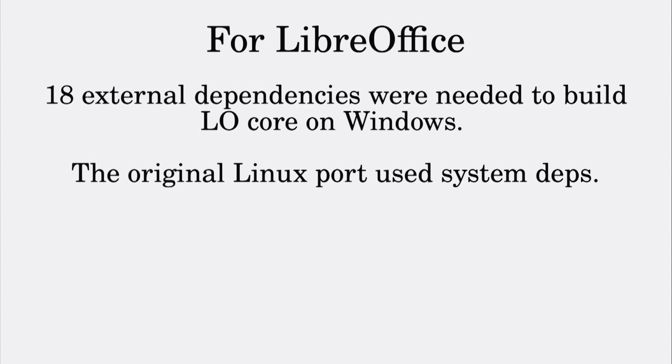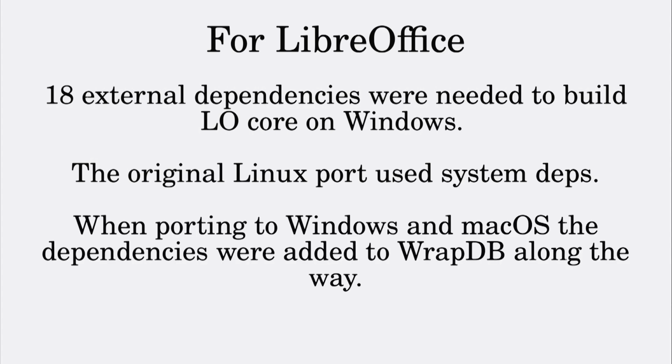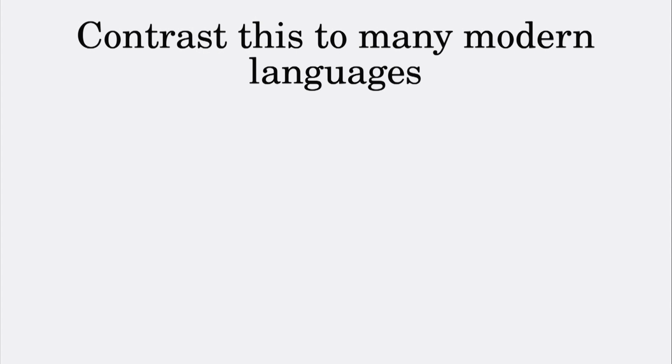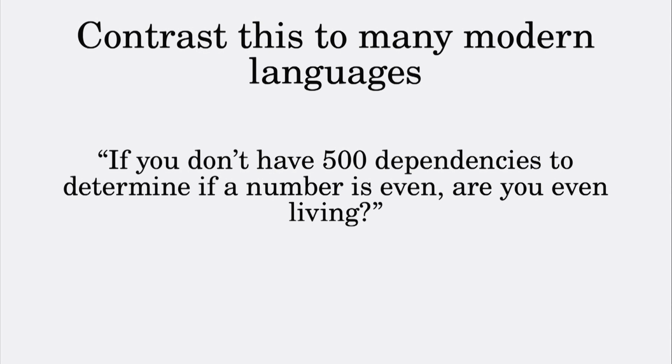Originally, this was done on Linux, using system dependencies, so you didn't have to do this. But when the Windows porting was done, and also to Mac OS, the dependencies were added into WrapDB in the usual way. And it's interesting that it's 18, because if you contrast this to many modern languages, then what they say is that if you don't have 500 dependencies to determine if a number is even, are you even living?